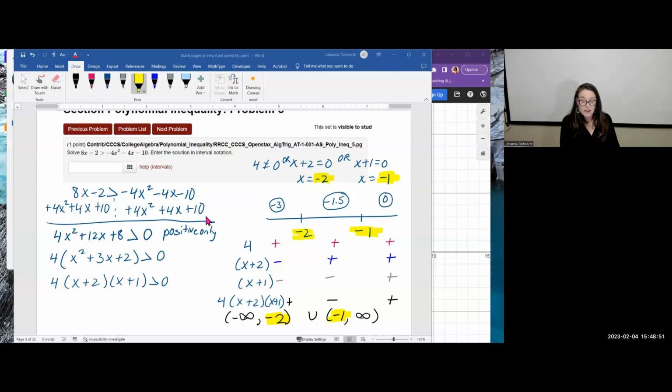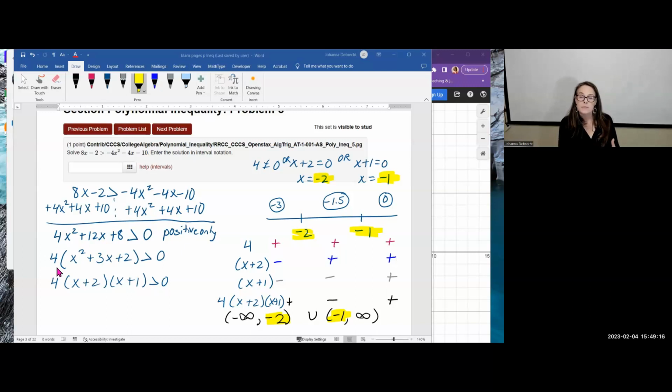I went ahead and moved everything on the right to the left. And that gave me 4x squared plus 12x plus 8 greater than 0. Now, greater than 0 means positive only, but not equal to 0. So we should have dashed lines when we graph the inequality. Now, these each are divisible by 4. And so because they're divisible by 4, I can factor out the 4.